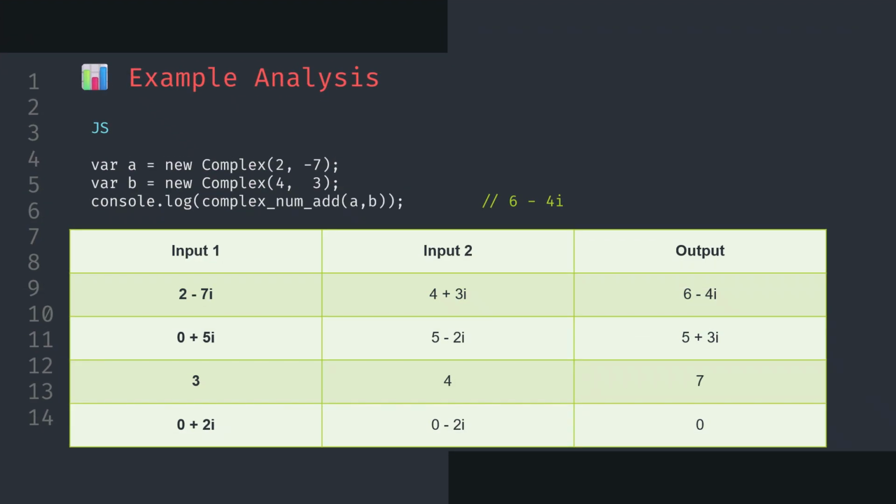So, let's walk through a few examples. When adding 2 minus 7i and 4 plus 3i, real parts give us 6, imaginary parts give us negative 4, so the result is 6 minus 4i. Adding purely imaginary and real numbers still works, like 0 plus 5i and 5 minus 2i, giving us 5 plus 3i. If both inputs are real numbers like 3 and 4, it just returns 7. And opposite imaginary values cancel each other out, like 2i and negative 2i, giving us 0. Flexible and correct.